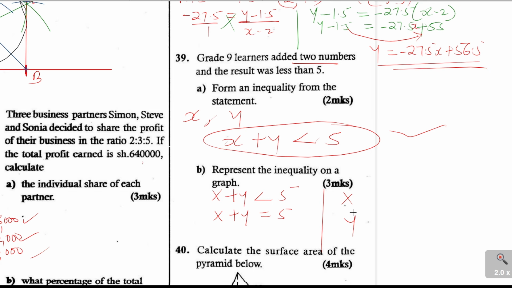So x, y, you require 2 points to draw that graph. It's a graph of a straight line. The straight line is x plus y is equal to 5. So use any two convenient points.